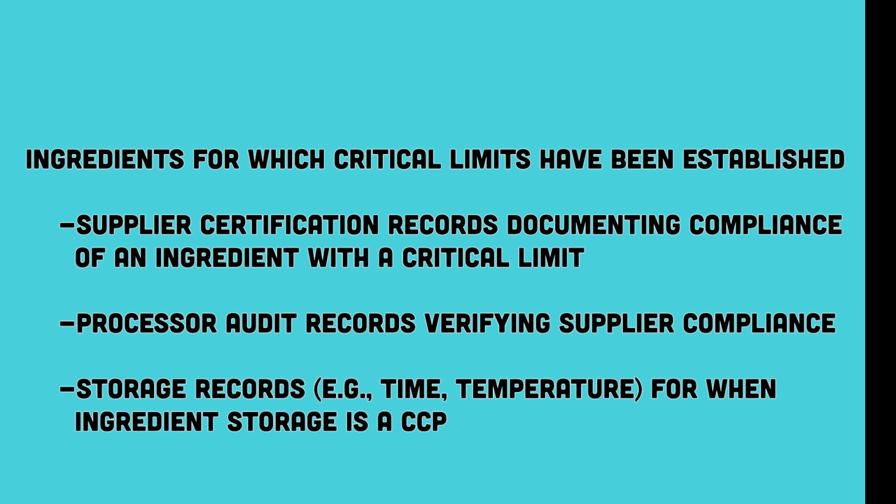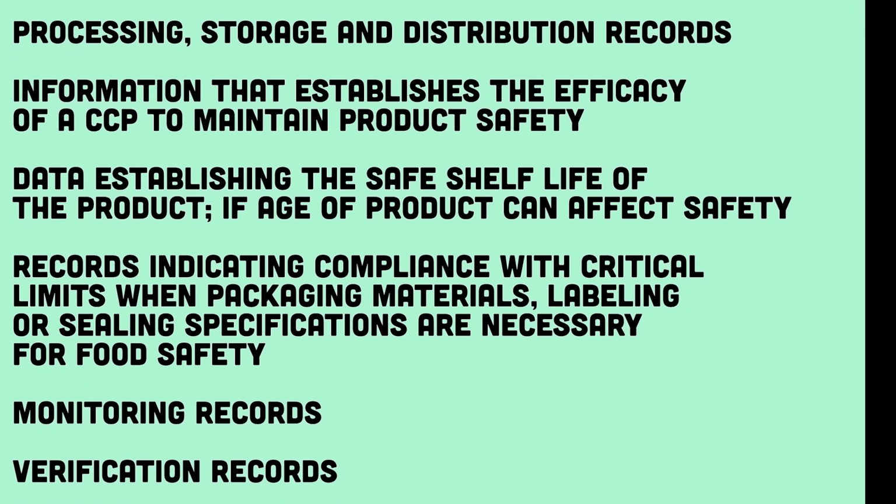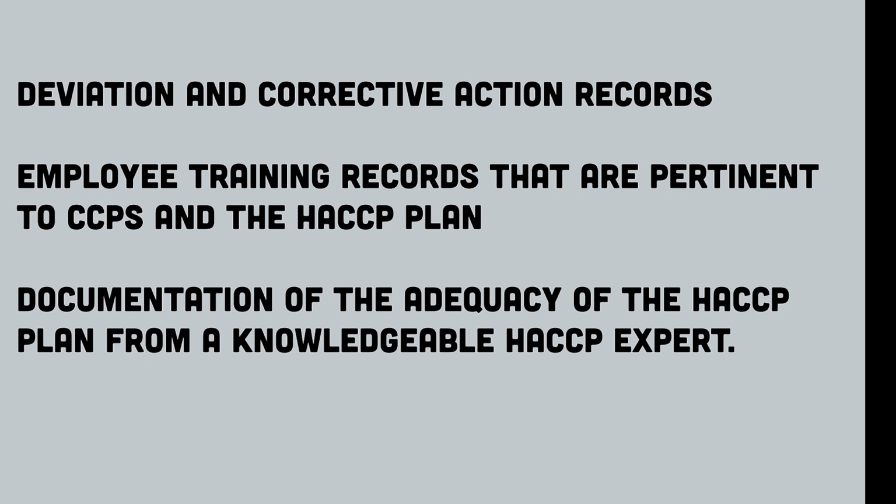processor audit records verifying supplier compliance, storage records for when ingredient storage is a CCP, processing, storage, and distribution records, information that establishes the efficacy of a CCP to maintain product safety, data establishing the safe shelf life of the product if age of product can affect safety, records indicating compliance with critical limits when packaging materials, labeling, or sealing specifications are necessary for food safety, monitoring records, verification records, deviation and corrective action records, employees' training records that are pertinent to CCPs and the HACCP plan, and documentation of the adequacy of the HACCP plan from a knowledgeable HACCP expert.